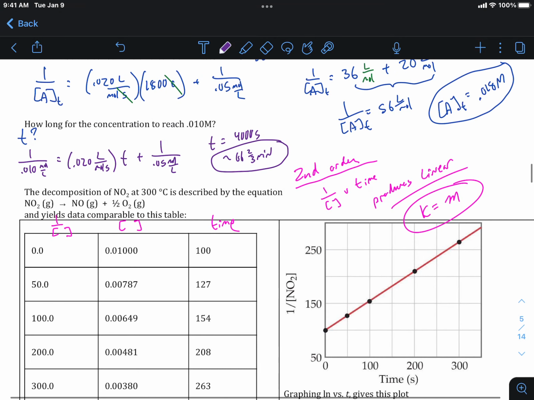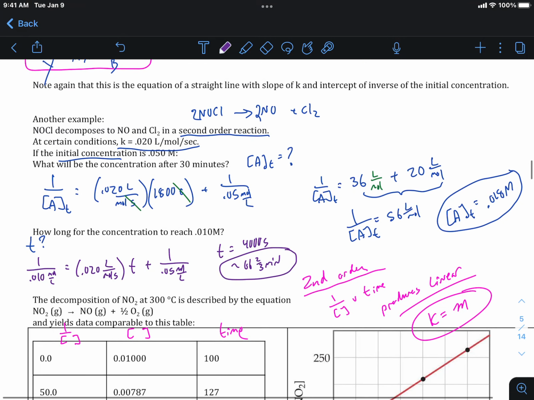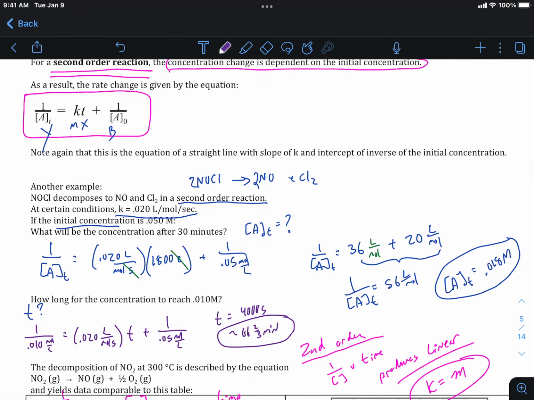So, second order integrated rate law, right? This is provided. This is on the AP formula sheet. You just have to look at it and recognize what it's for. Again, the relationship between concentration and time. There are no natural logs involved here. It's just strictly an inverse relationship.